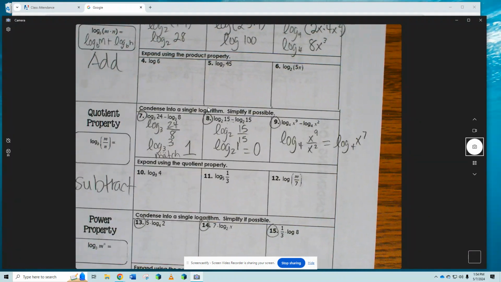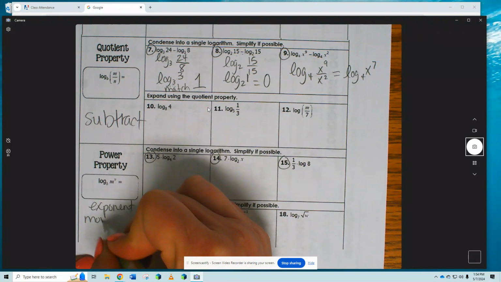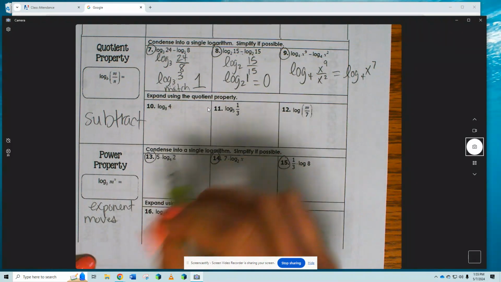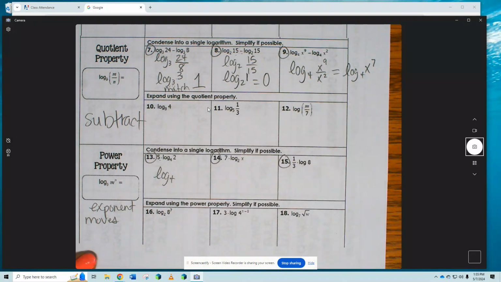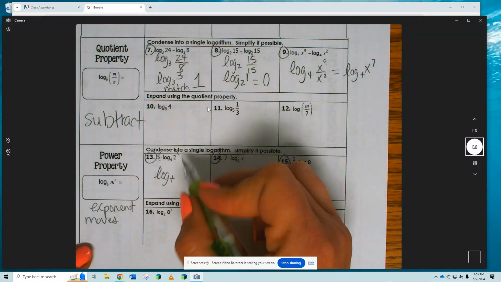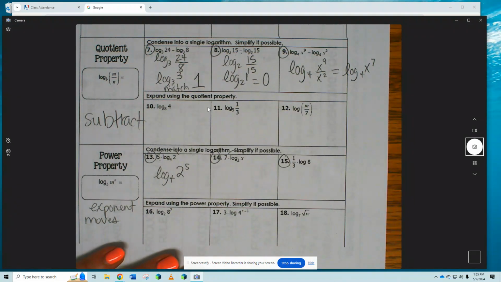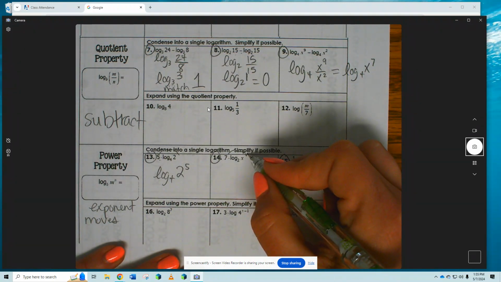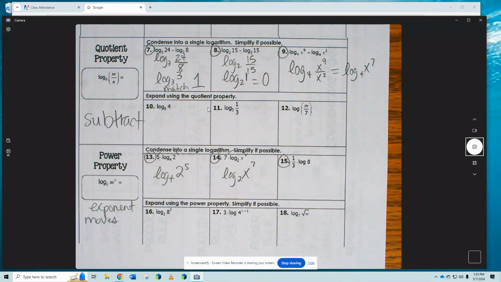All right, 3. Division, subtraction. Last, the exponent moves. So this 5 is in front. Where do I put the 5 now? To the back. 2 to the 5th. Where do I put this 7? Log base 2, x to the 7th. So if it's in front, it moves.